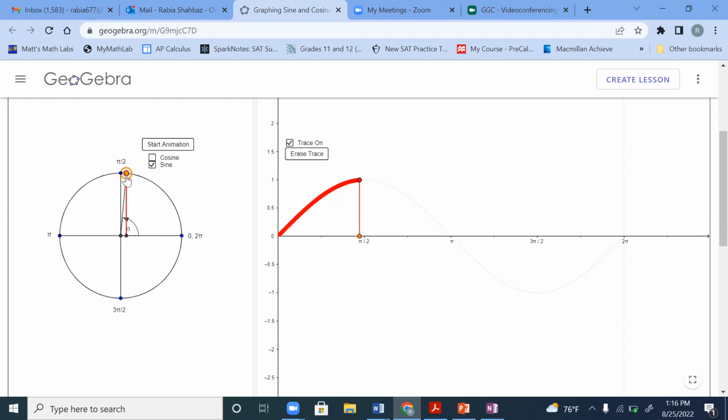And this graph is a continuous graph. It's going to keep plotting all these sine values. I'm going to go around the circle once and have one full cycle of the sine function.